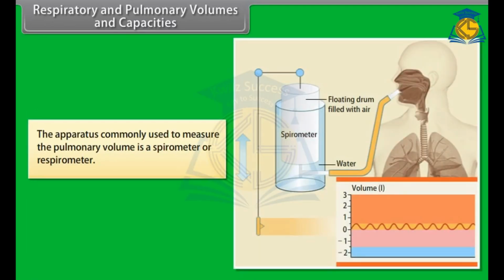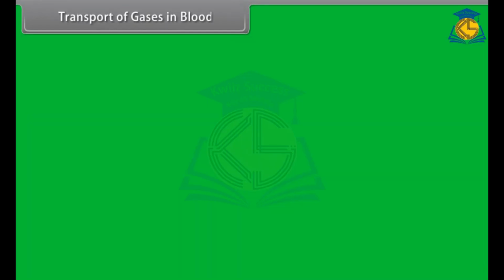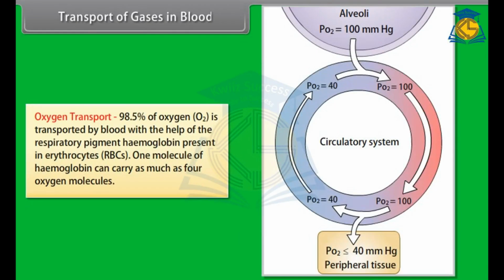The apparatus commonly used to measure the pulmonary volume is a spirometer or respirometer. Transport of gases in blood. Oxygen transport. 98.5% of oxygen is transported by blood with the help of the respiratory pigment hemoglobin present in erythrocytes, RBCs.